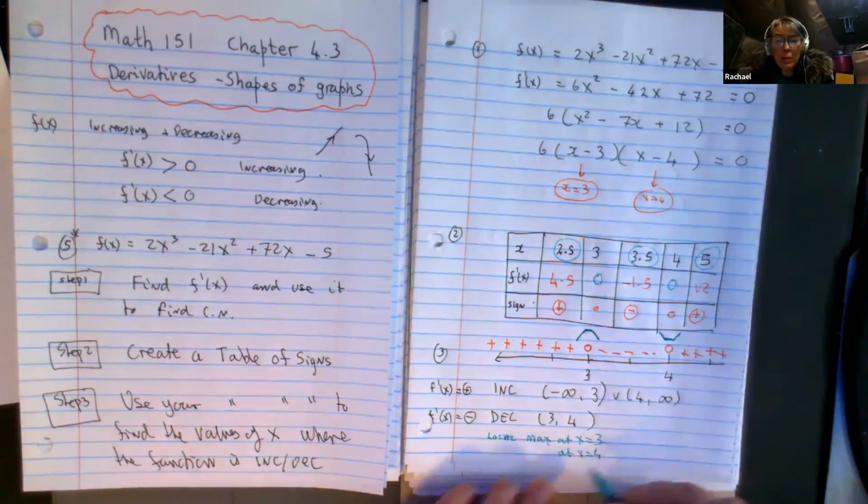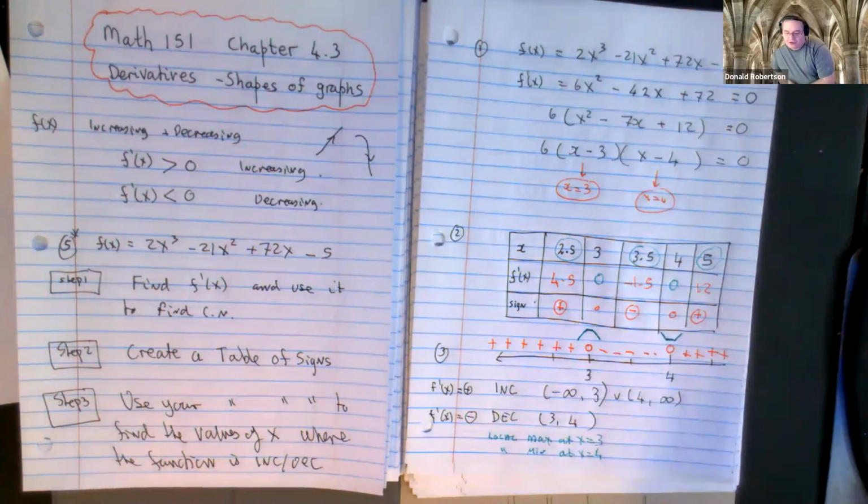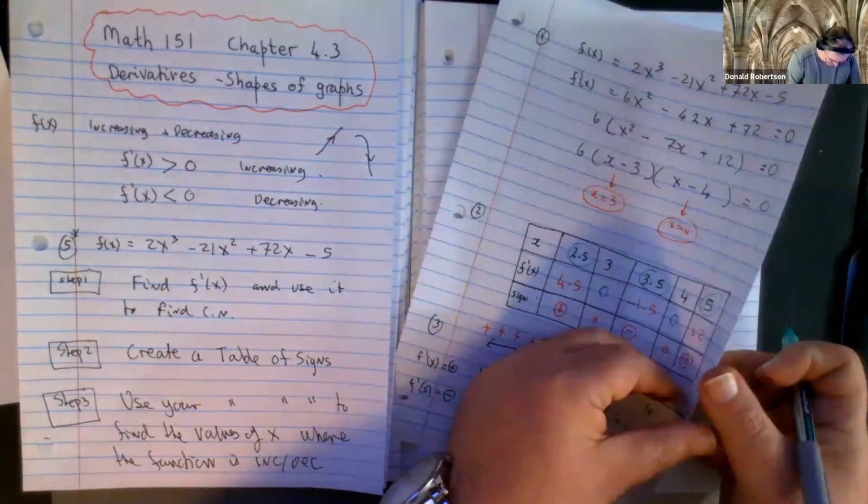Local minimum. Local minimum. So do you see that the table of signs doesn't just tell you when it's increasing and decreasing, right? Doesn't it also, as an extra little bonus, tell you what's happening? Local min, local max. Okay, on to this one now.